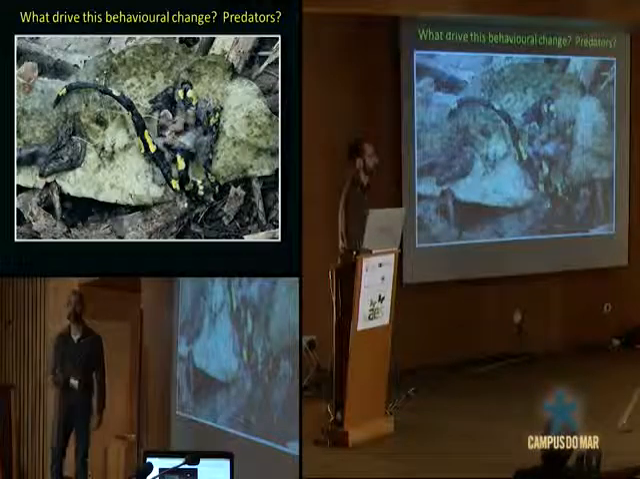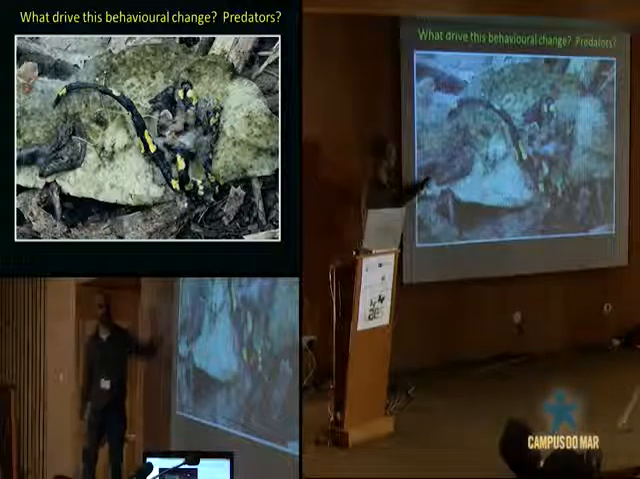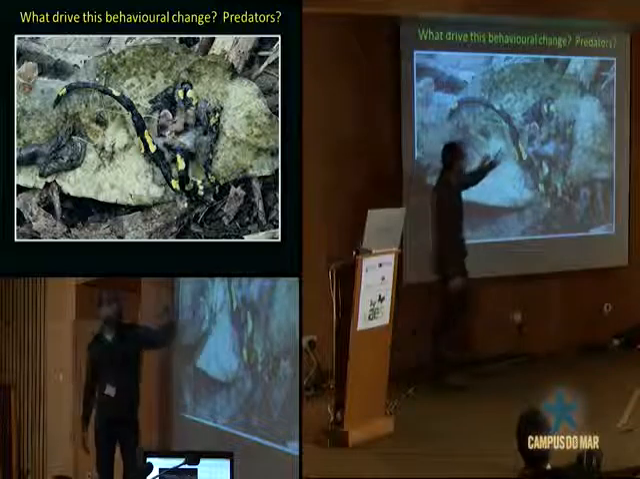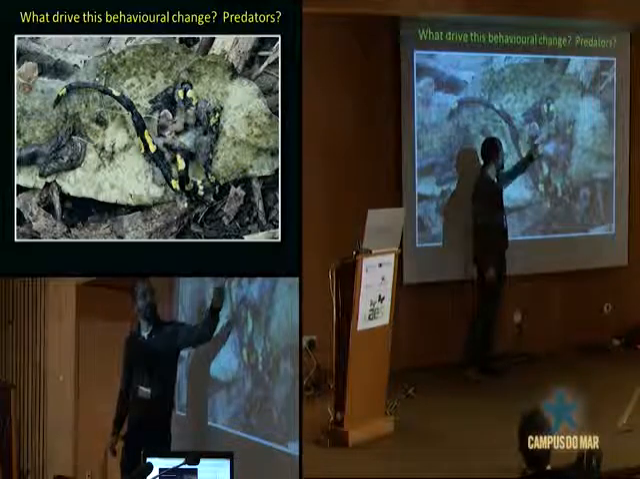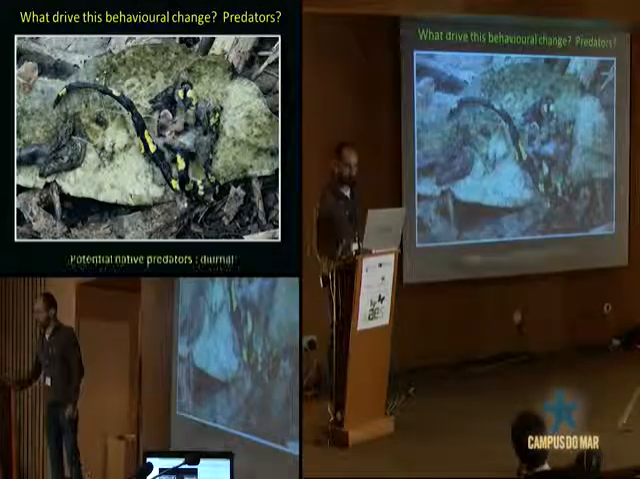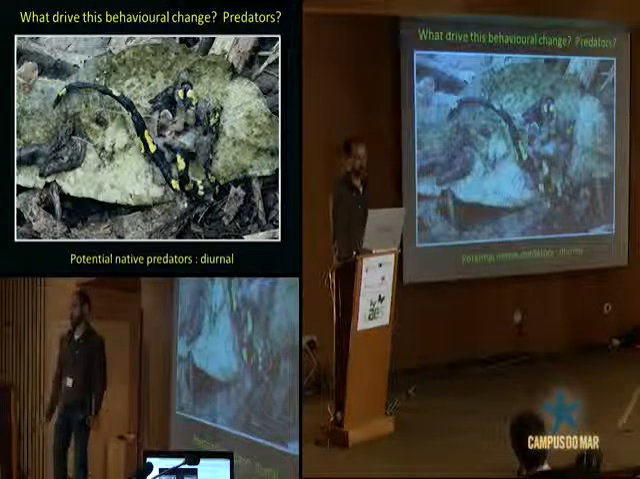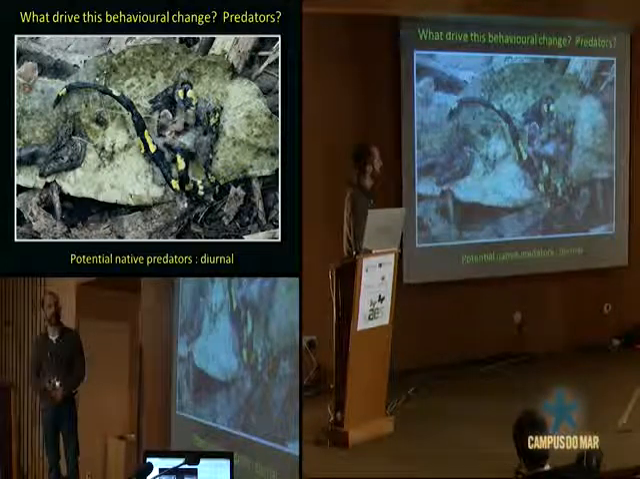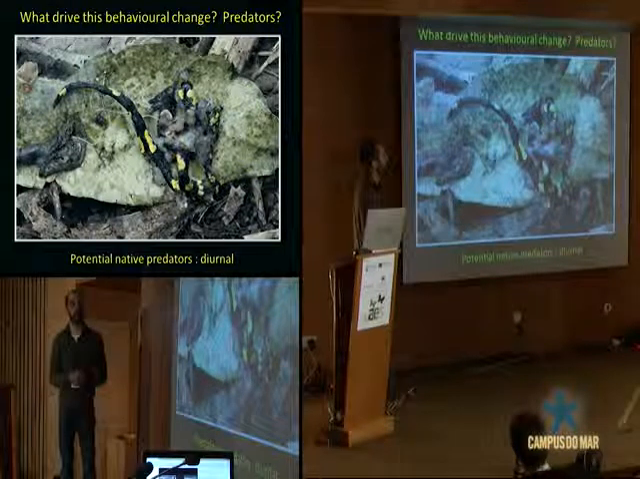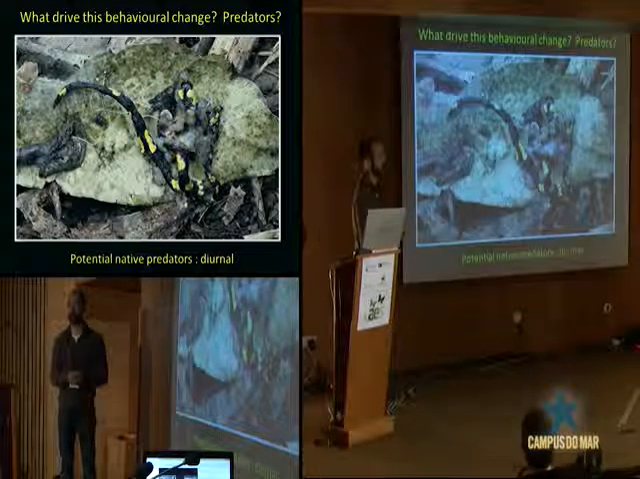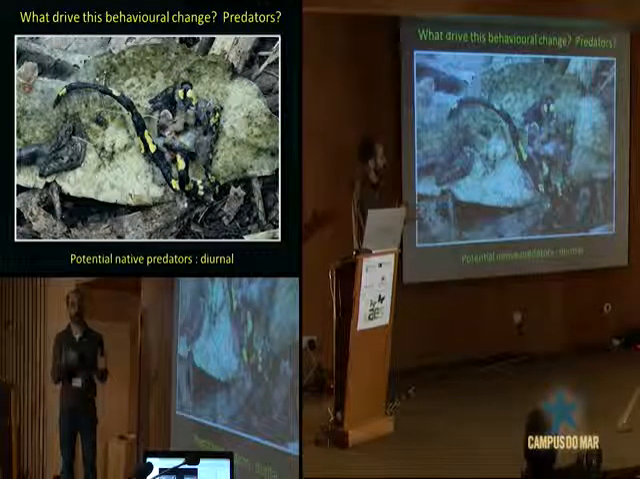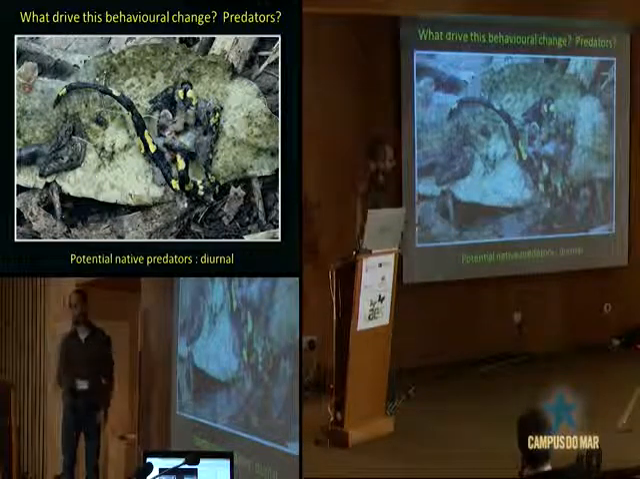We have predators on this island. We found several salamander carcasses on the island, and all of them were half eaten. The predator is eating the head and the forelimbs, but discarding the tail and the hind limbs. The potential native predators are all diurnal. We have the common buzzard and the goshawk, two diurnal birds, and also a snake, also diurnal. So these don't look like the right predators to change this behavior, right?